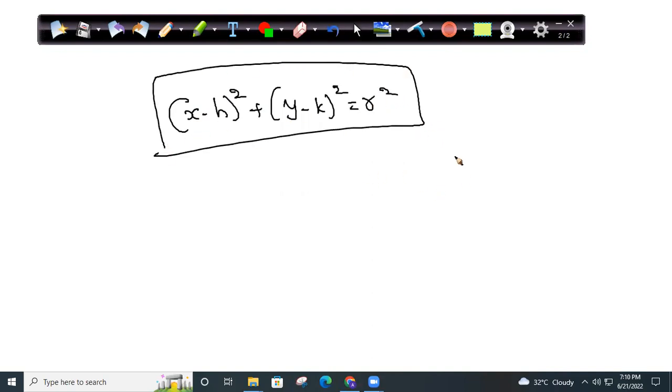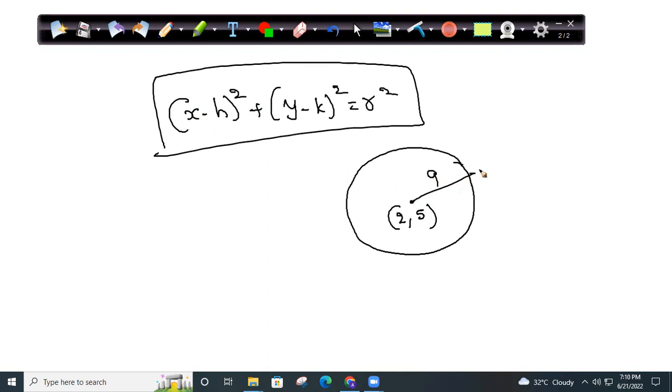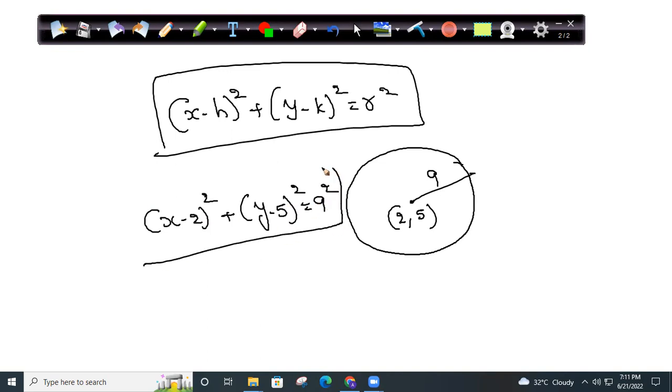Now, everyone in the class, find the equation of the circle if the center is 2 comma 5 and the radius is 9. Everyone find out the equation of the circle. x minus 2 whole square plus y minus 5 whole square equal to 9 square. So simple, right? I can also expand this. This is the equation of the circle based on the formula that I explained to you.